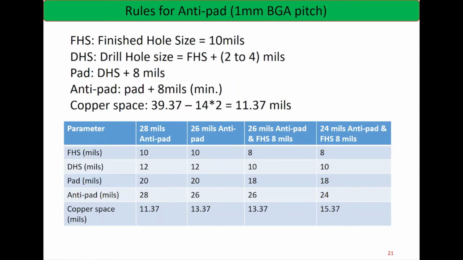Now the question arises, why can we have more than that, right? To get the proper anti-pad, because this dimension will define the anti-pad impedance, and you need to design the anti-pad in such a way that it matches the impedance, to have proper impedance matching.